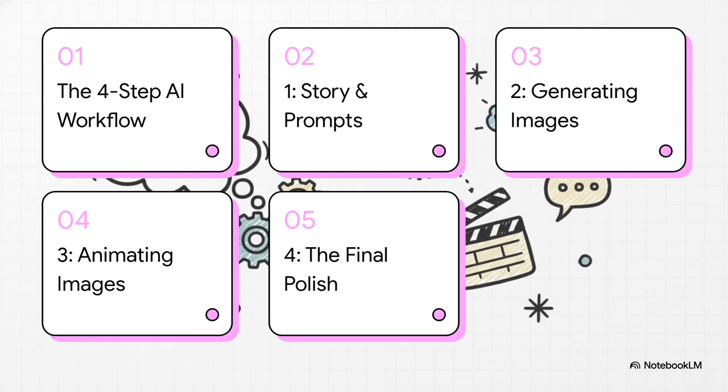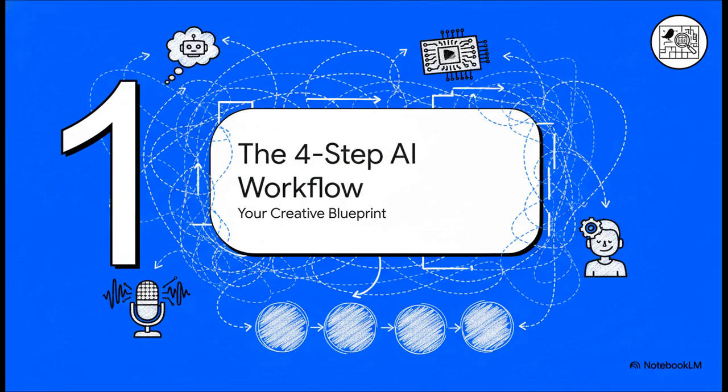We'll start with the whole 4-step process. Then we'll dive into each piece: coming up with a story, creating the images, making the movie, and finally, adding that last bit of professional polish. So first, let's get that 30,000-foot view of the whole process. This really is your creative blueprint. Once you see these 4 main stages, the whole thing feels way less intimidating and actually really simple.